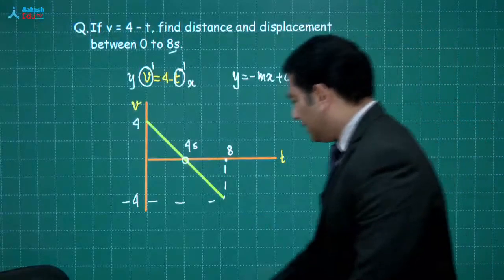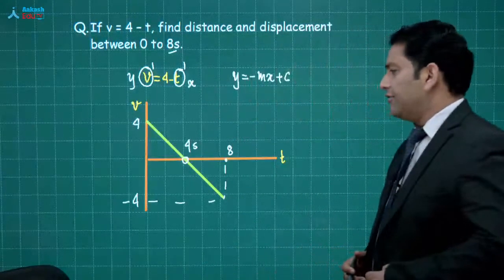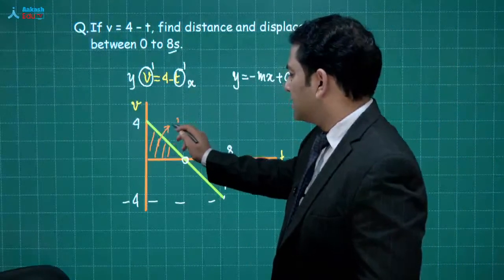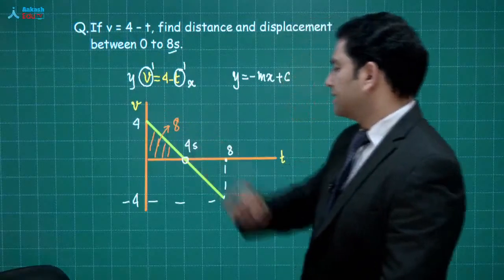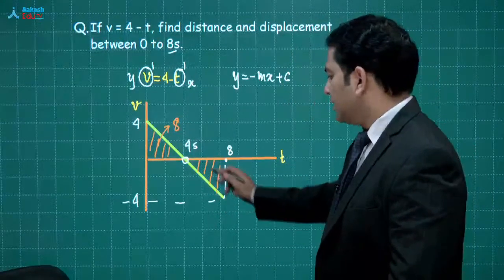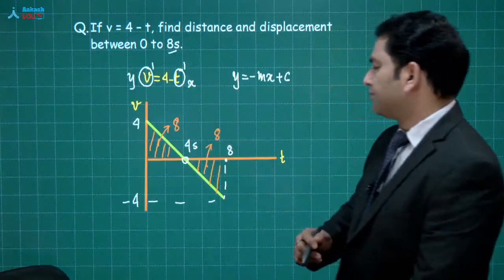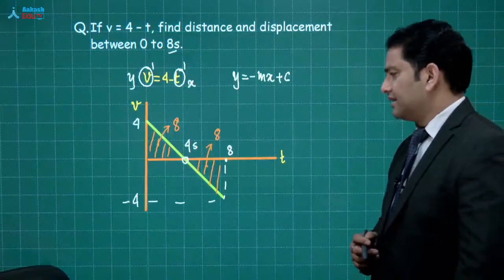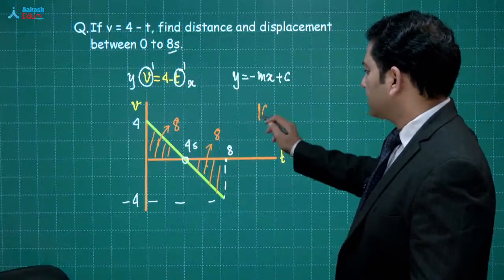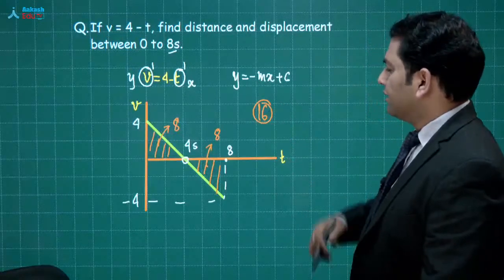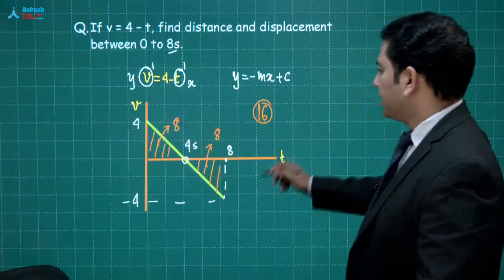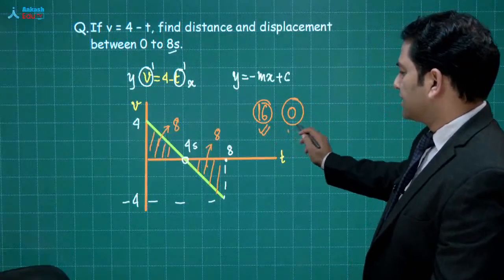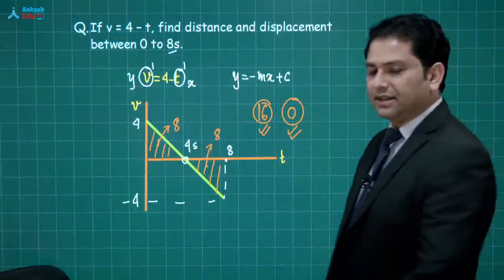Alright? अब देखते हैं, let's calculate the area. तो ये जो area है, that comes out to be 8, half base into height. Similarly, this area comes out to be 8. और हमें चाहिए था the value of distance. So distance is going to be 16 and displacement, positive, negative, equal. So the displacement will be 0. So distance is 16, displacement is 0.